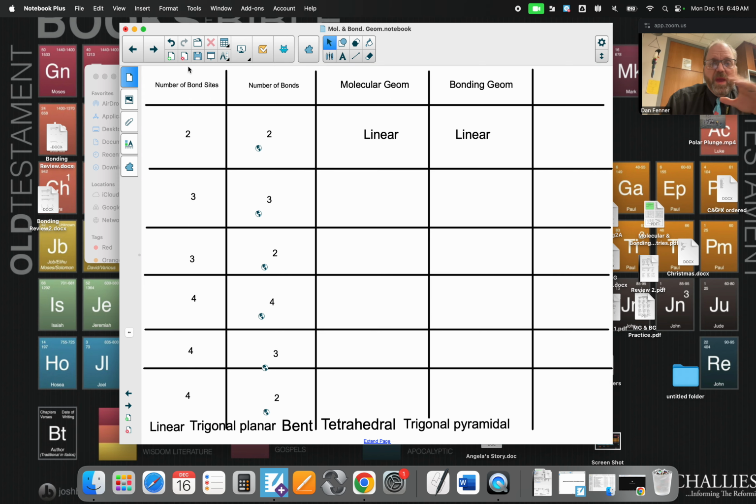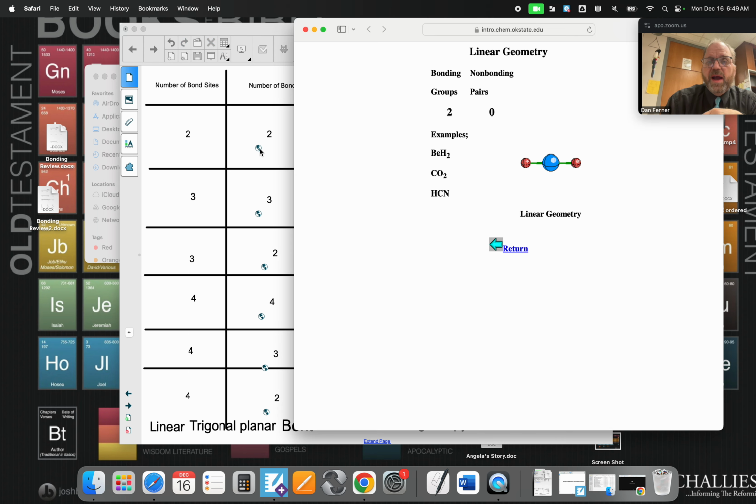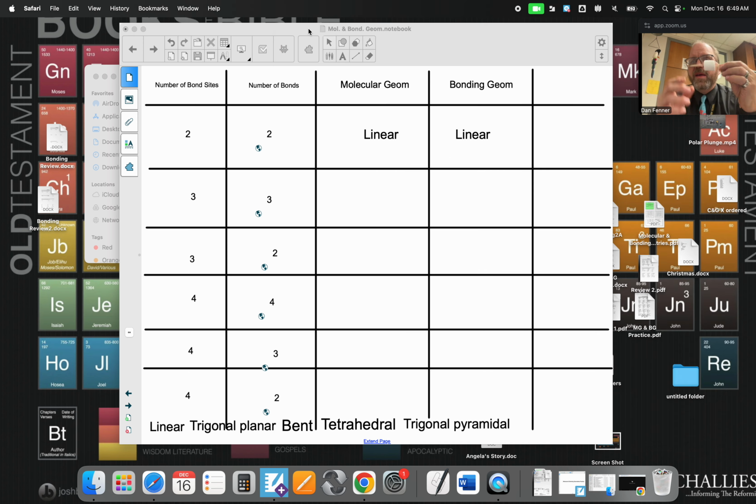Now, we have definite structure here. The first one looks linear. So we have two bond sites and two bonds. It's linear. It looks something like this. Or if you want to look at marshmallows for my students, the atom in the center, one on each end, straight across. And I'm using two toothpicks to represent a double bond here. And that would be linear.